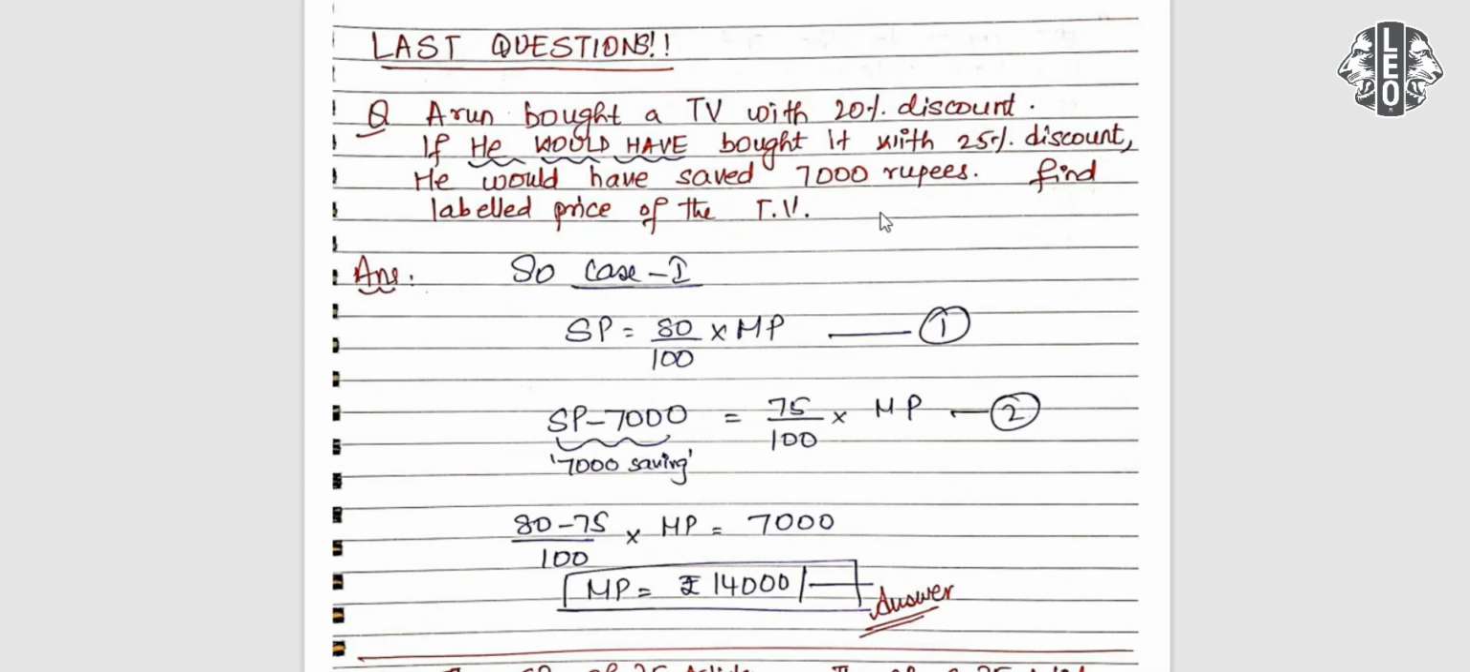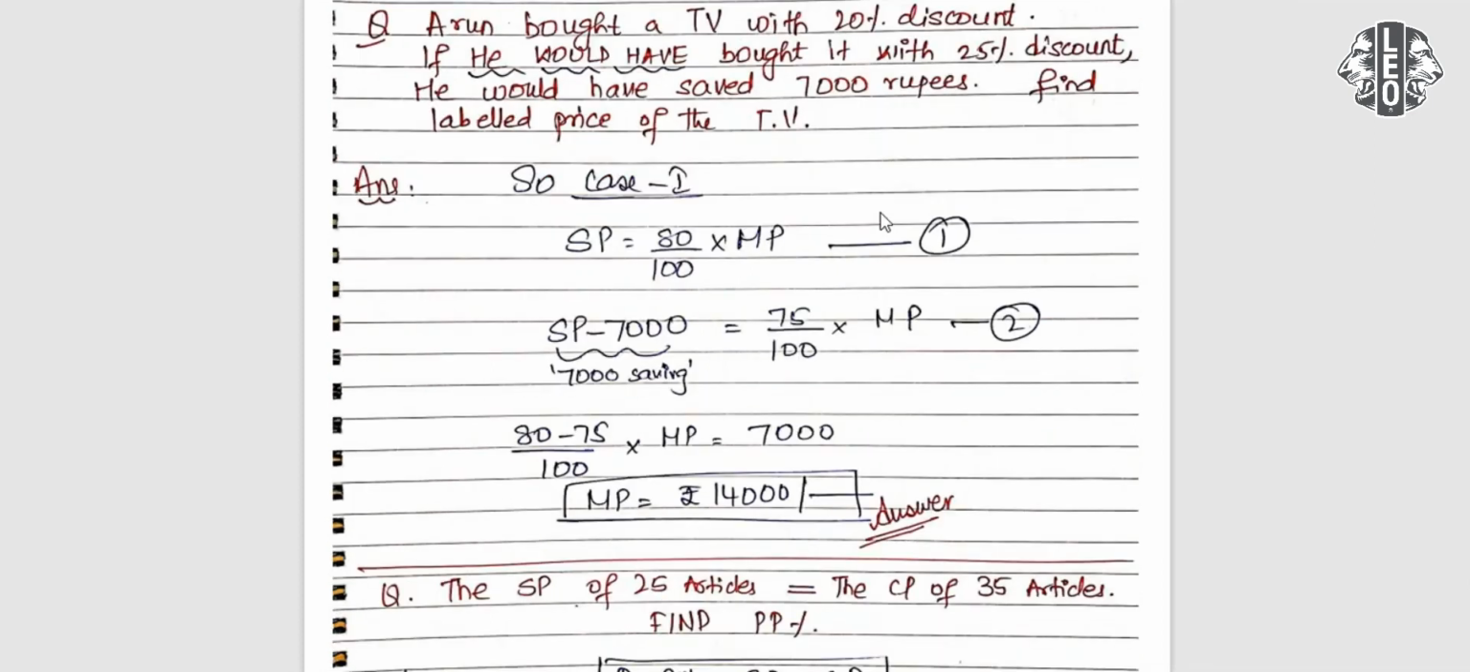So he had an urgency and he bought it in Aadi itself, and he got a 20% discount. If he would have waited until Christmas, he would have got a 25% discount. So he would have saved 700 rupees. Find the labeled price of the TV. They are not asking for cost price or selling price. They are asking for the labeled price of the TV.